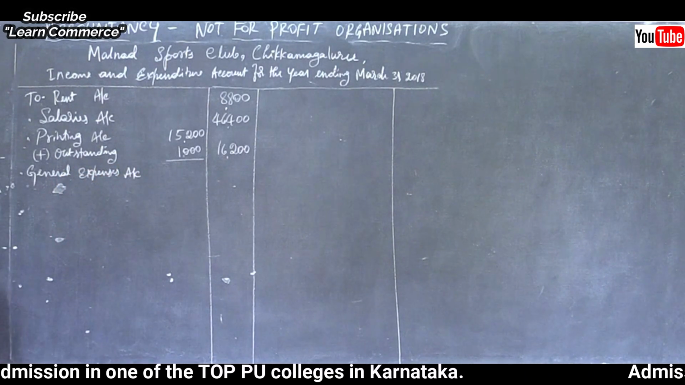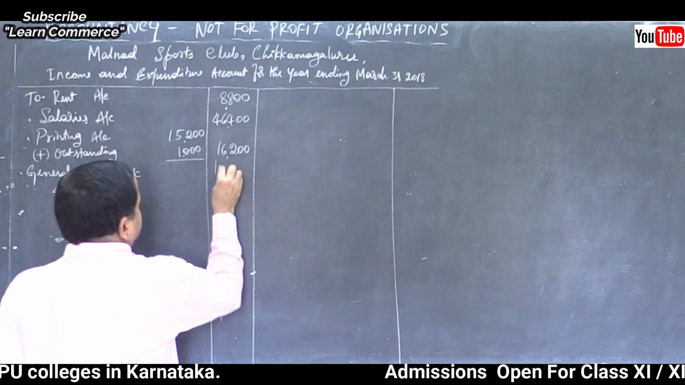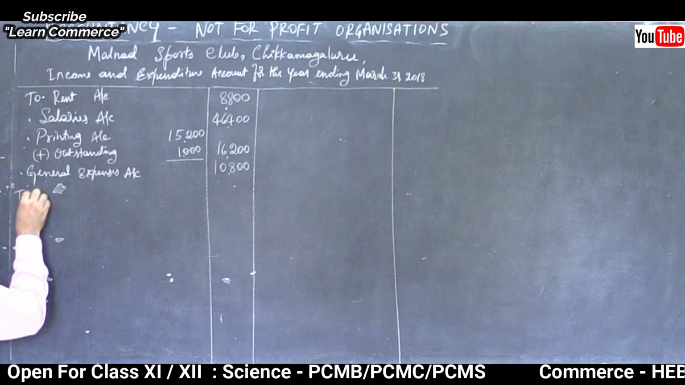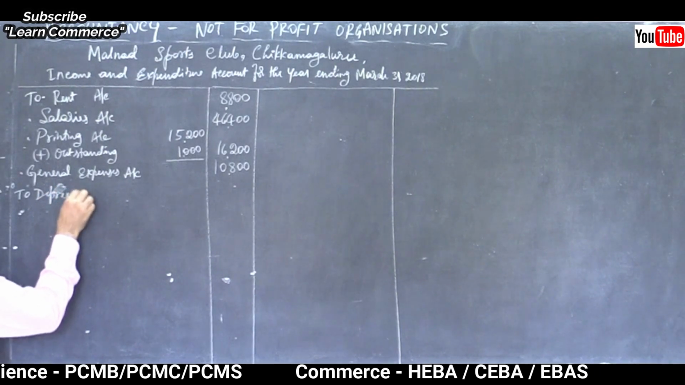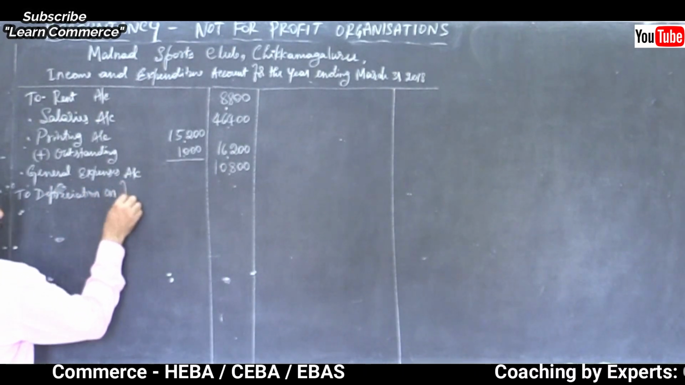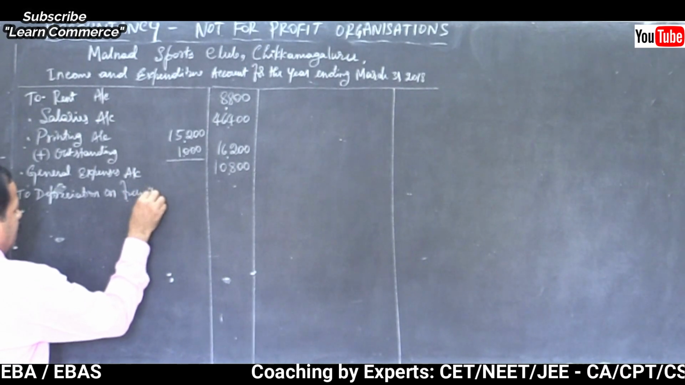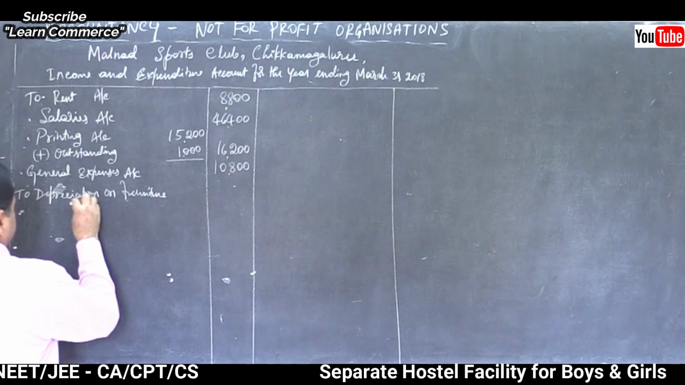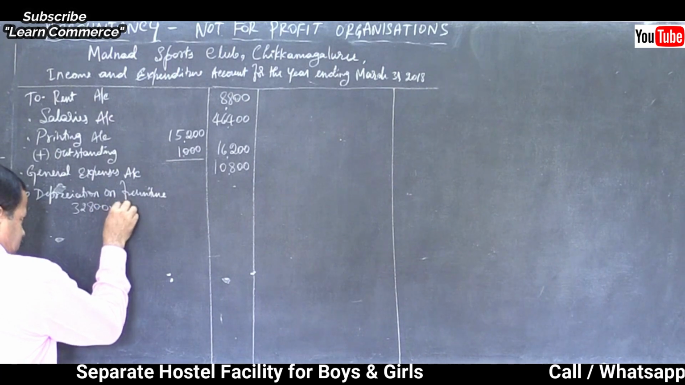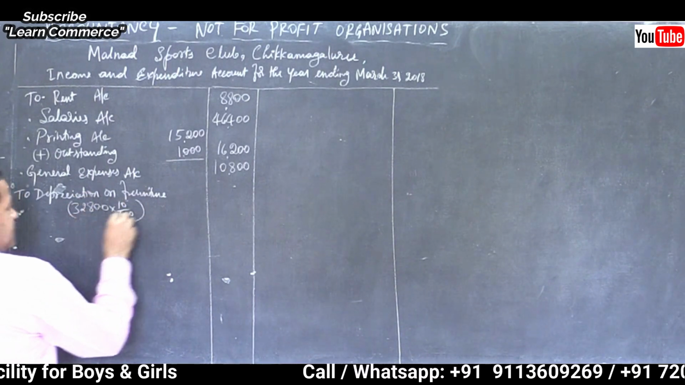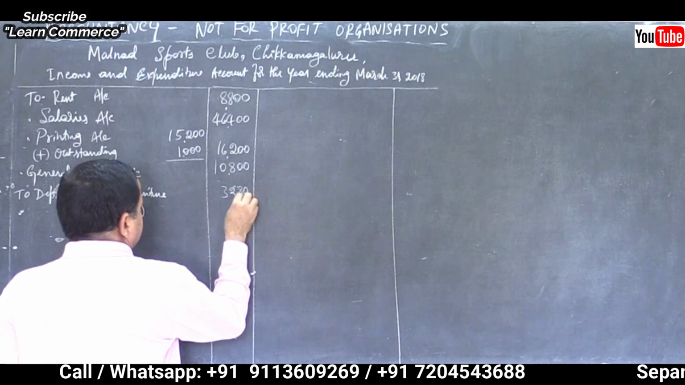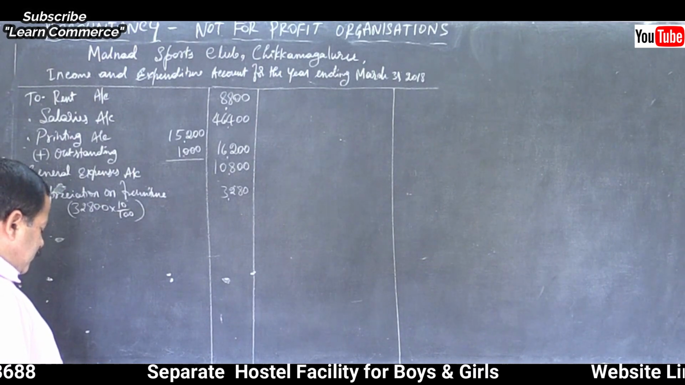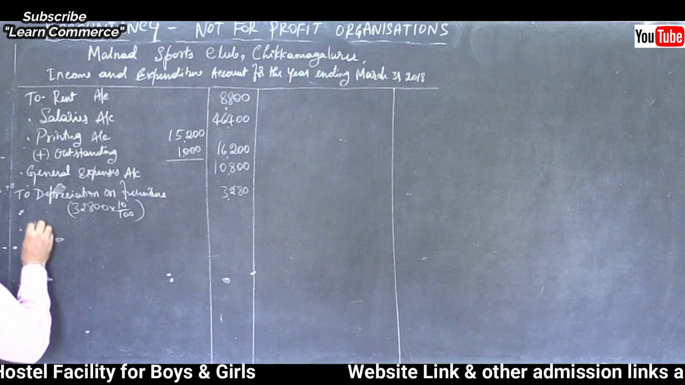account. General expenses account, how much? 10,800. Depreciation of furniture. 30,800 into 10%. So 3,280. Then depreciation of sports materials.